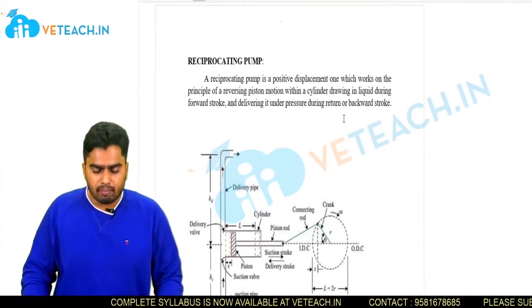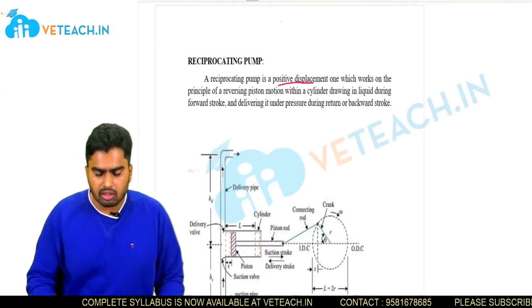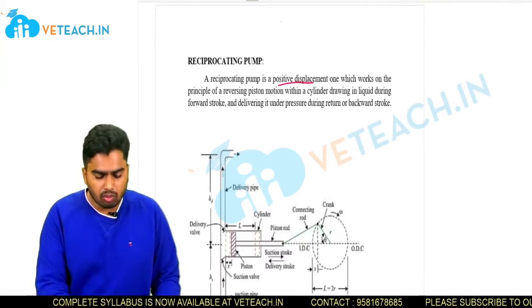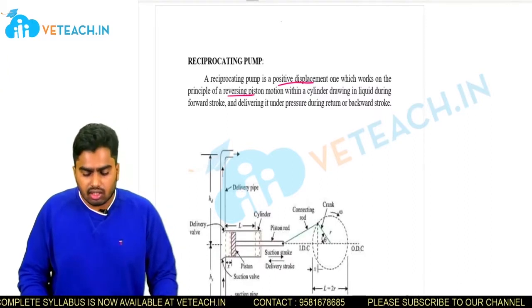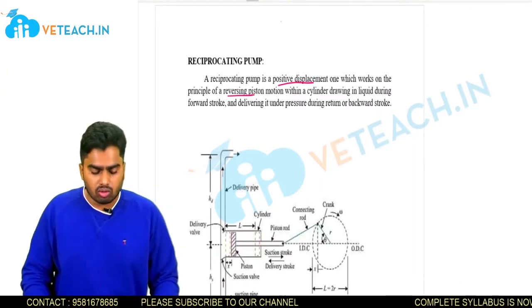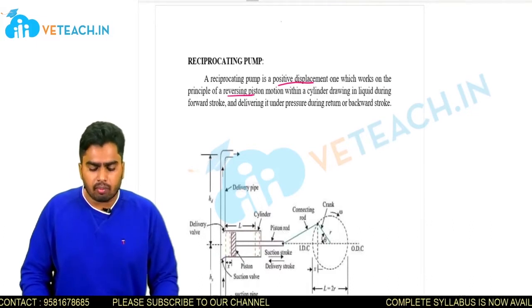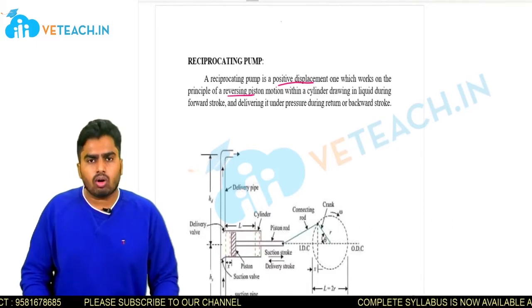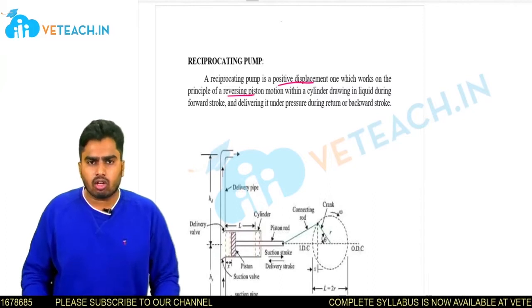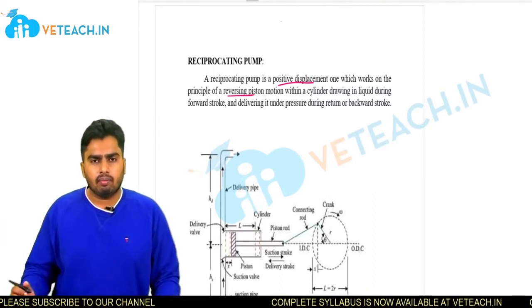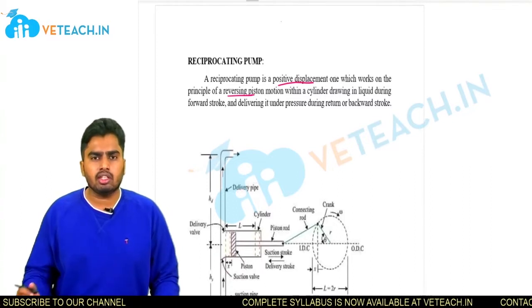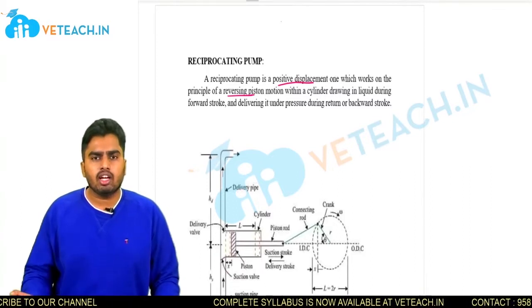A reciprocating pump is a positive displacement pump which works on the principle of reversing a piston motion within a cylinder, drawing in liquid during the forward stroke and delivering it under pressure during the return stroke. So it will draw liquid in the forward stroke. Drawing means it will suck the liquid in the forward stroke, and when it is coming back to its initial position, that is, in the return or backward stroke, it will deliver the fluid.